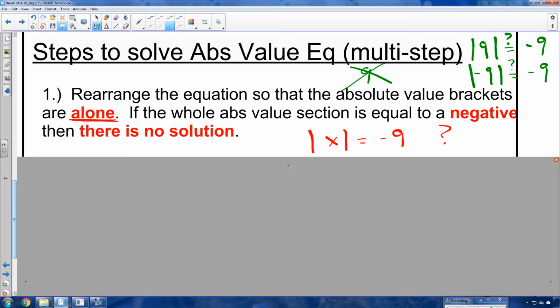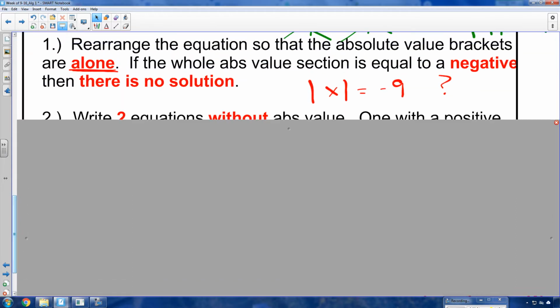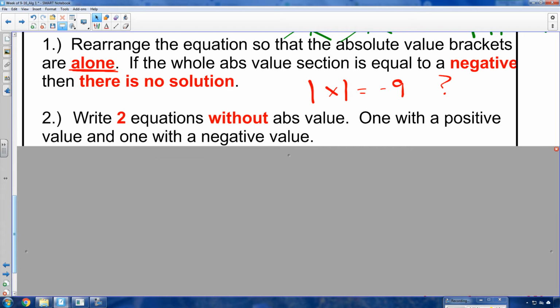If those are the answers you thought they were and they're out, what do you think the answer is to this thing? What could be taking the absolute value and come out as a negative? Nothing, right? No solution. No solution is correct. Thank you for that. So let's keep in mind that there is no solution. If the whole absolute value is equal to a negative, then there is no solution. Please write that, okay? But this is after you've done the rearranging.